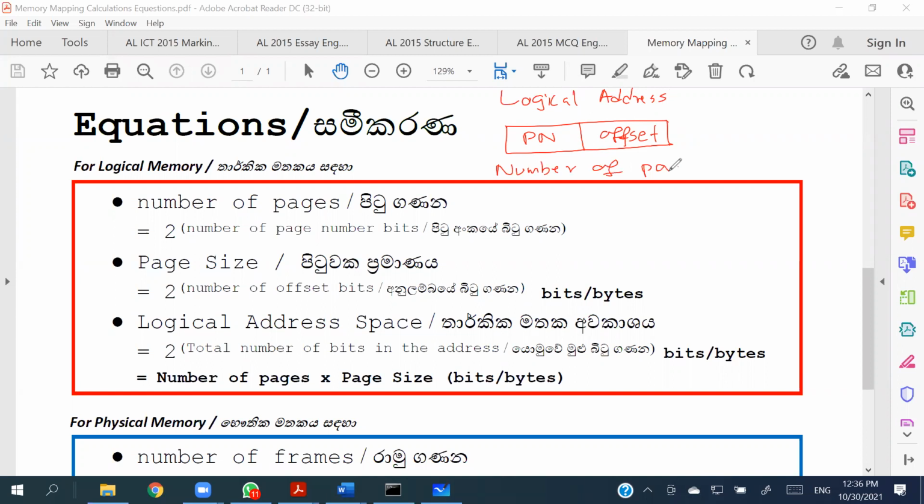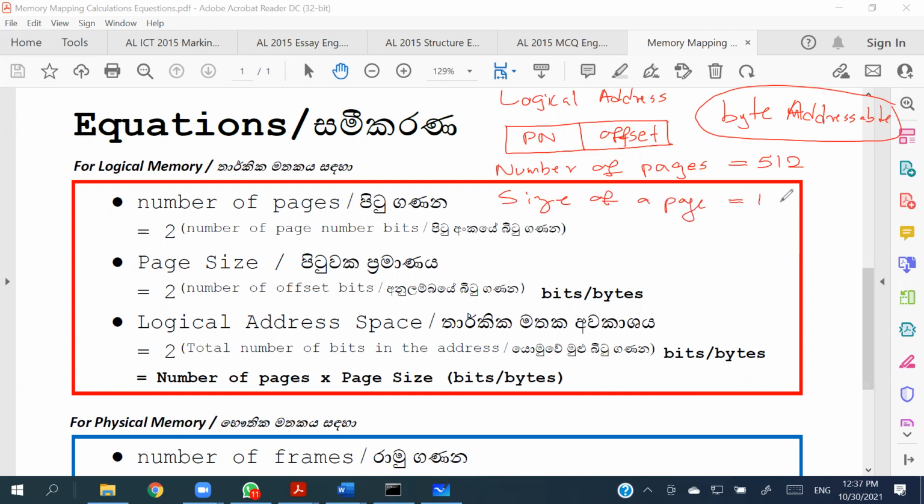Number of pages equals 512, and this is a byte addressable memory. If these details are given to you, number of pages is 512 and size of a page equals 1024 bytes. Now tell me how many bits are there in the page number. That means I'm asking you the number of bits in this address.